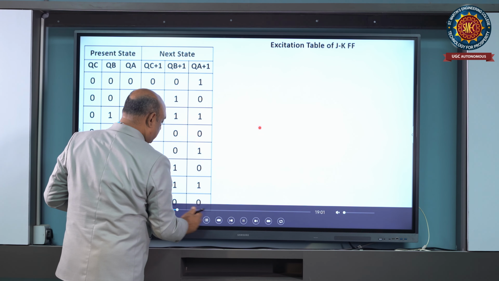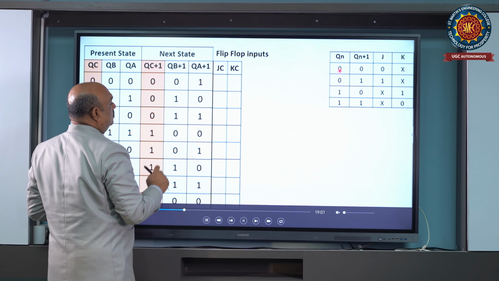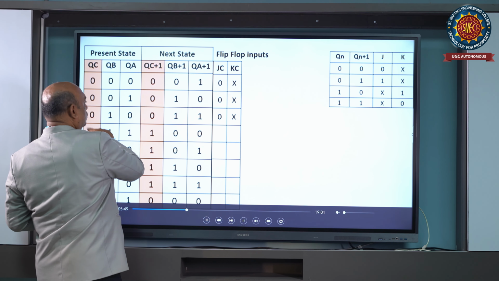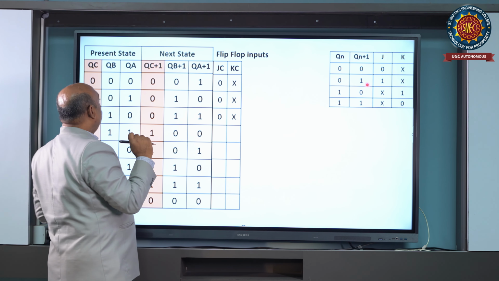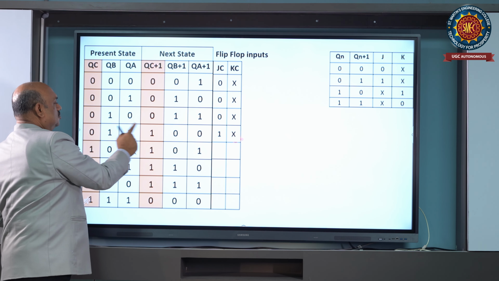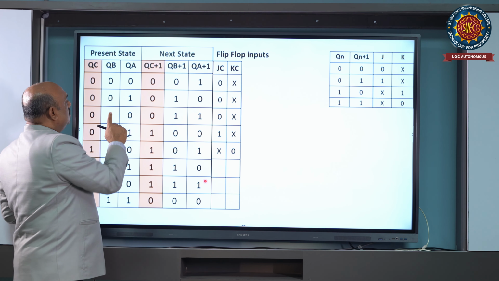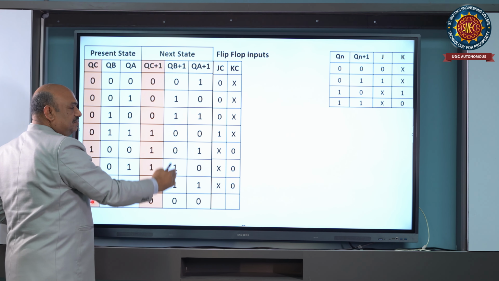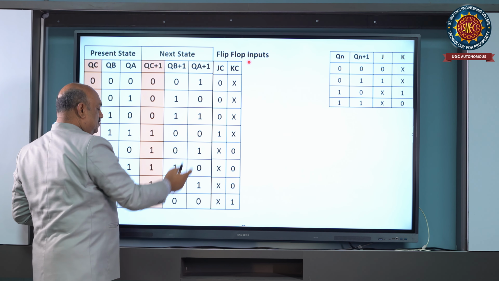By completing the state table, we are showing here JC, KC. First, with the same method, we start here: 0, 1, 2, 3, 4. The first places are 0, K don't care, don't care, don't care, don't care. There is no change, 0 to 0, 0 to 0, 0 to 0, 0 to 0, then 1. So only one place has a change, here it is 1. Remaining, there is no change, so it is 0, 0, 0, 0. With the same method, we'll fill this flip-flop input table. So this is for one flip-flop.